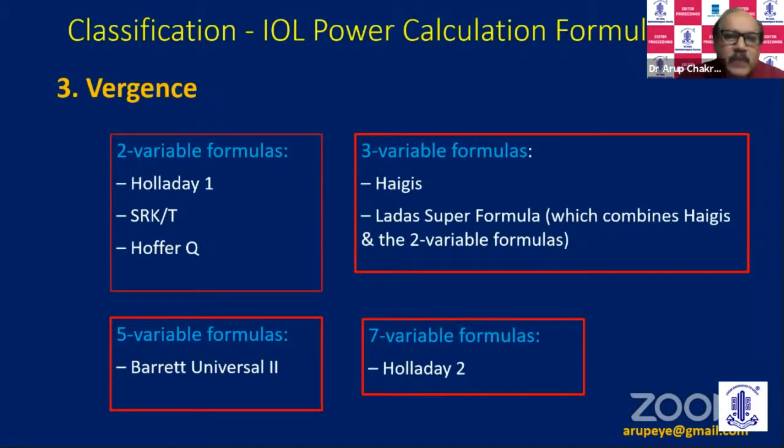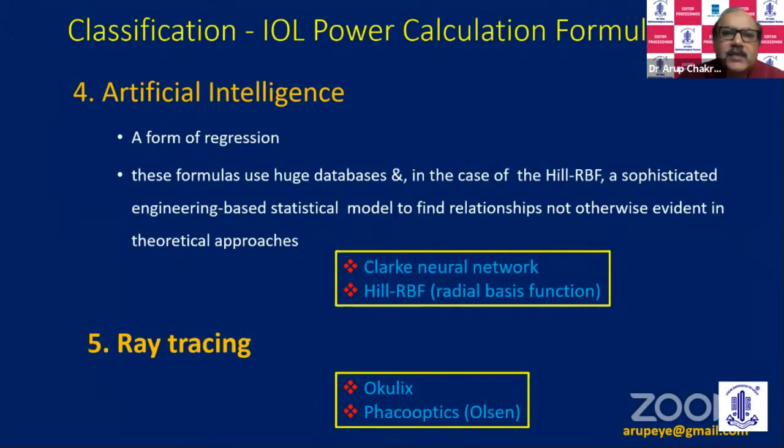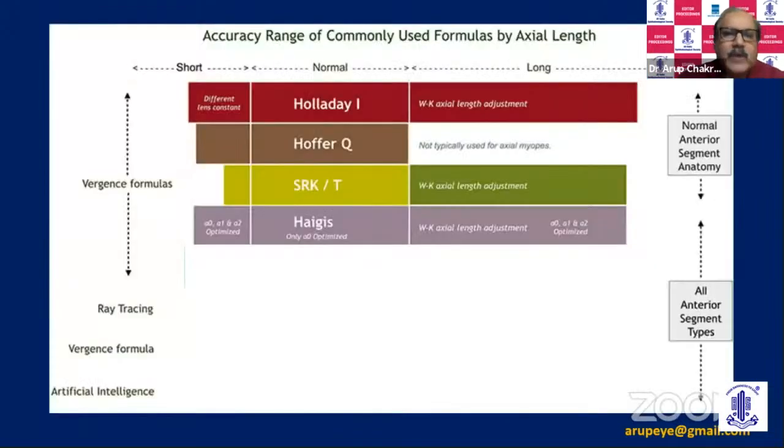Vergence formulas have become very popular. Among artificial intelligence formulas, the Hill RBF definitely is making waves, and we are going to have version 3 released in a couple of weeks' time. The ray tracing formulas, though many of us don't use them, the Oculus and the Phaco Optics, maybe because they're the paid formulas. But we are told that they are the future of IOL formulas.